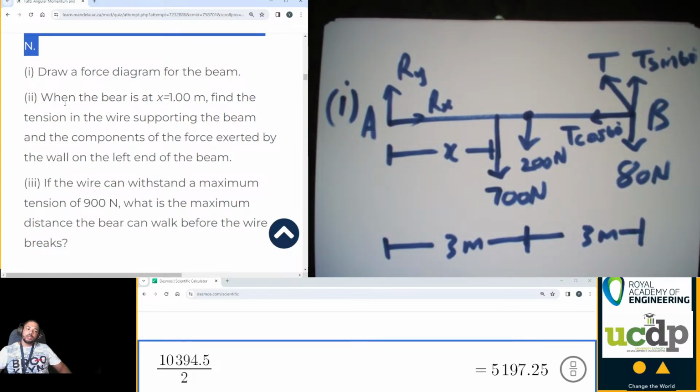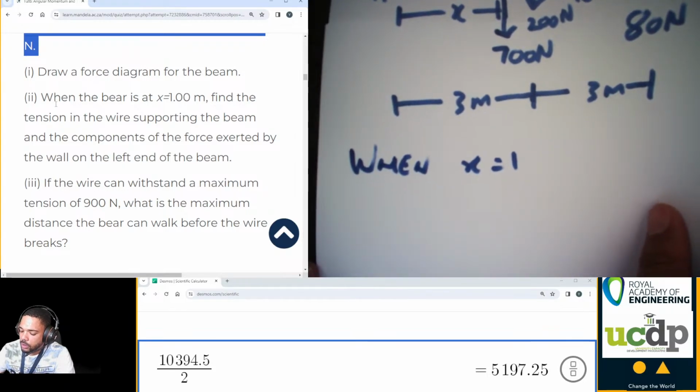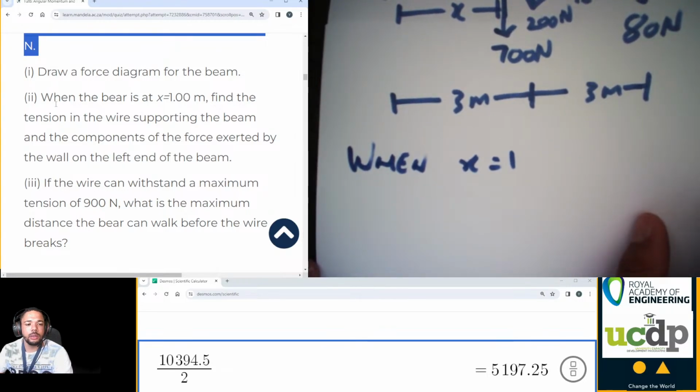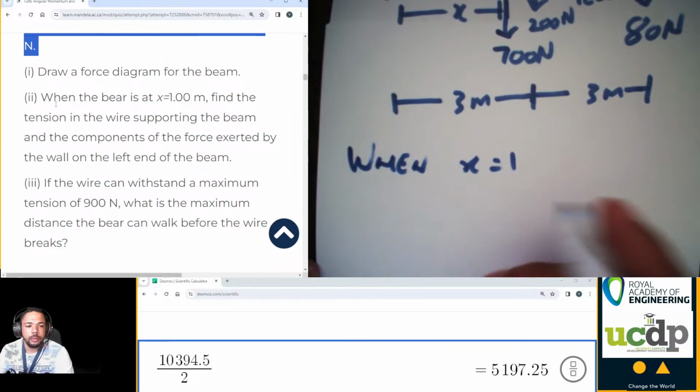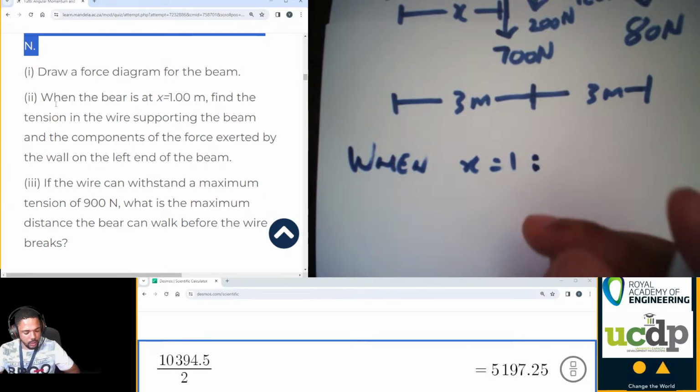Now they're asking us, when the bear is at x equal to 1, find the tension in the wire. So find T. When x is equal to 1, we need to find T.